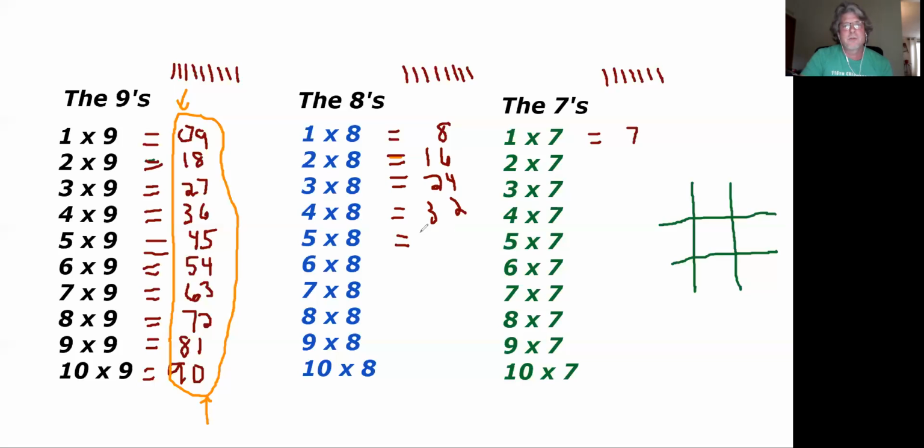5 times 8 is going to be 40. 6 times 8 is 48. 7 times 8 is 56.